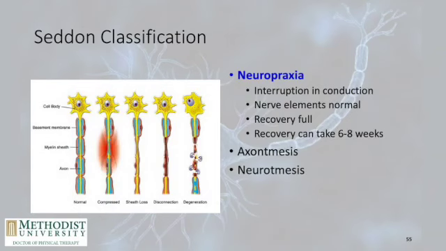Alright, some more definitions here. Neuropraxia, interruption in conduction. The nerve elements, however, are normal. So basically we have some abnormal findings, but the nerve is normal. Usually the patient will come back with a full recovery, but it takes around 6 to 8 weeks.